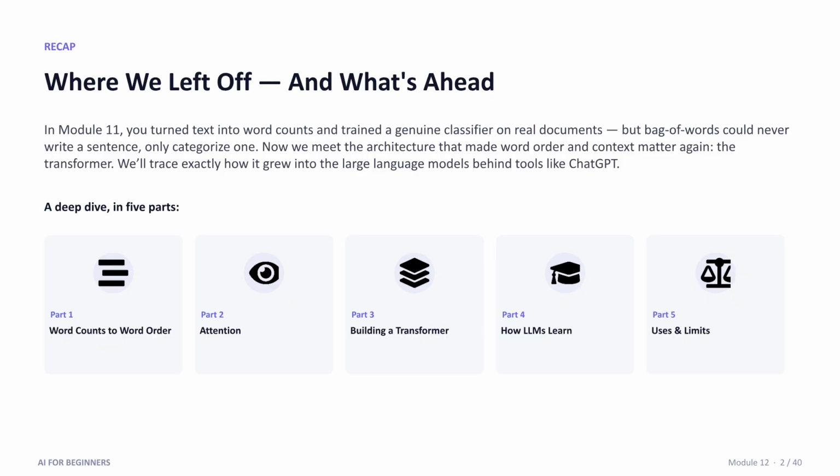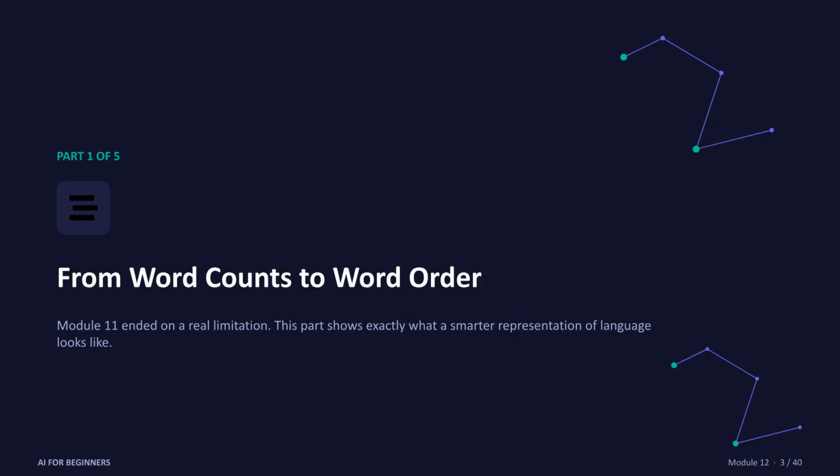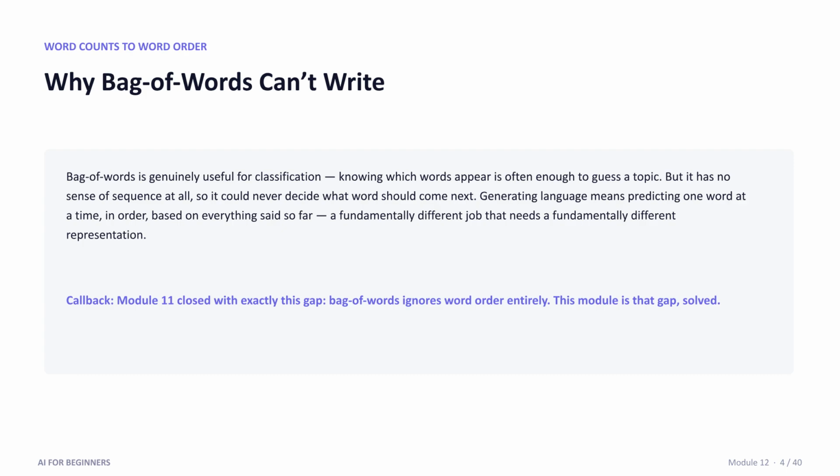This module covers the transformer architecture in 5 parts, from basic word representation to how these models learn and their current limitations. In Part 1, we will move from simple word counts to understanding how modern models handle word order and build a more sophisticated representation of language. Bag of words models can categorize topics, but they cannot generate coherent sentences because they ignore word order. Predicting language requires understanding sequence, which requires a fundamentally different approach.